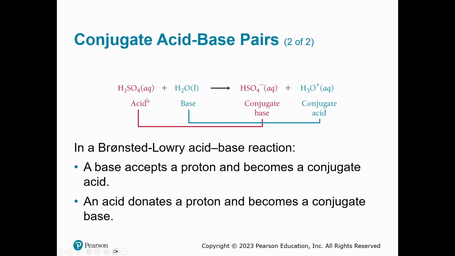Now, sulfuric acid is a polyprotic acid. So technically, even though this is the conjugate base of sulfuric acid, it's still itself an acid that could react with another molecule of base to form another conjugate base. That would then give us the sulfate conjugate base instead of the bisulfate conjugate base.